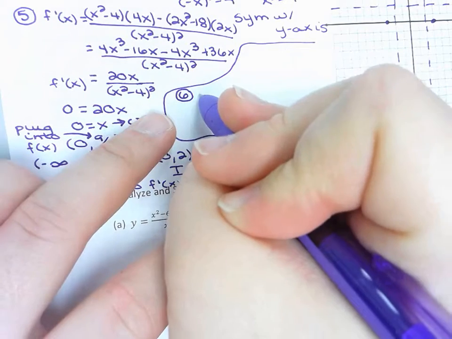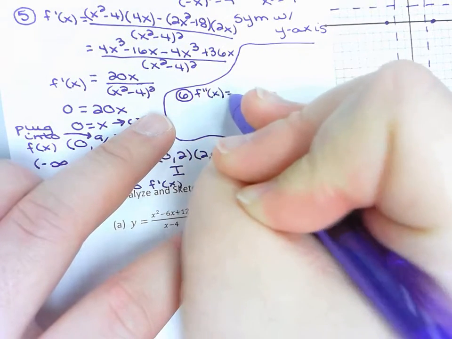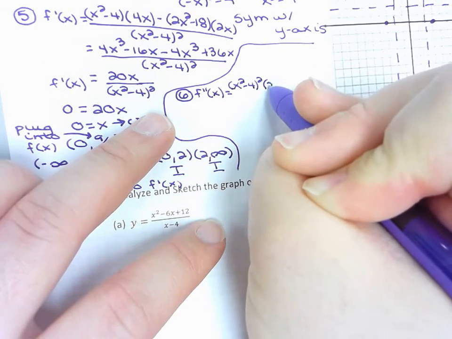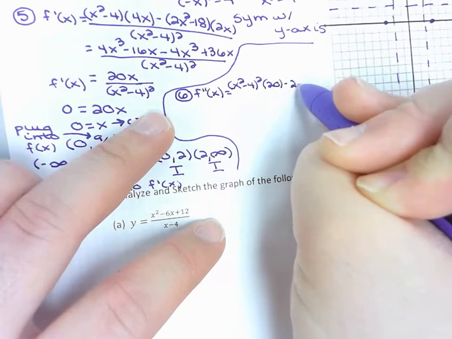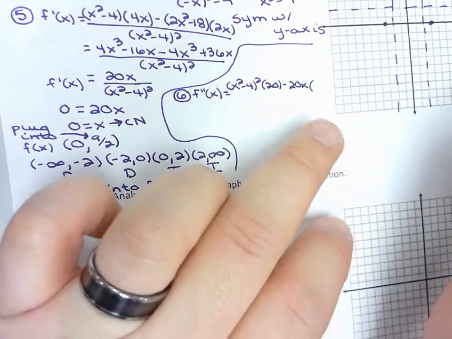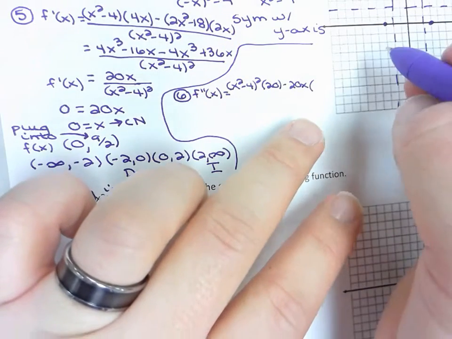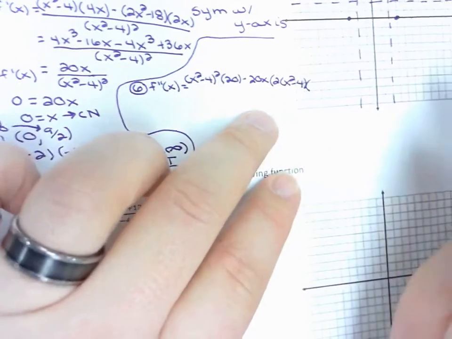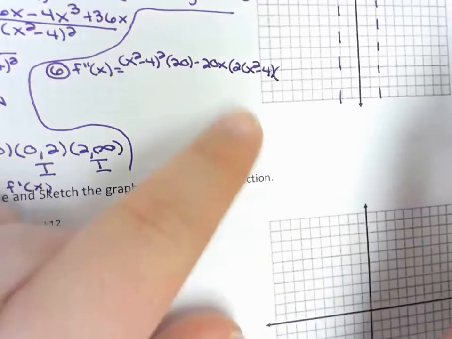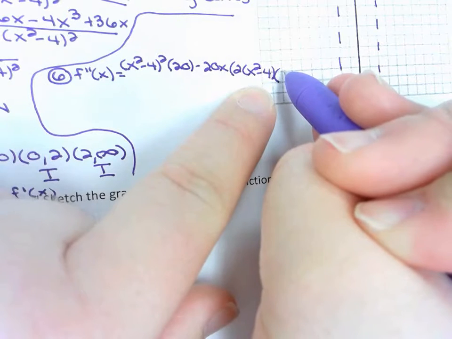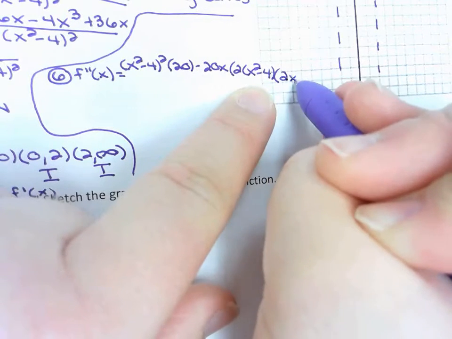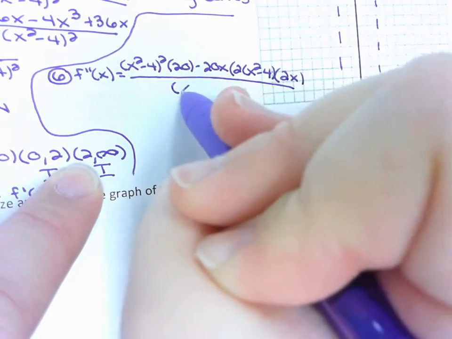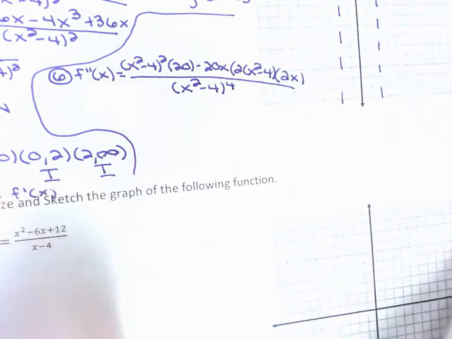Quotient rule. So we're going to have second derivative equals low, x squared minus 4 squared, d high, which is what? 20, minus high, 20x, d low, which is going to be, yeah, 2 times x squared minus 4 to the first times chain rule, inside part, which is 2x, over low d high minus high d low over square what's below, so x squared minus 4 to the fourth when I square it.